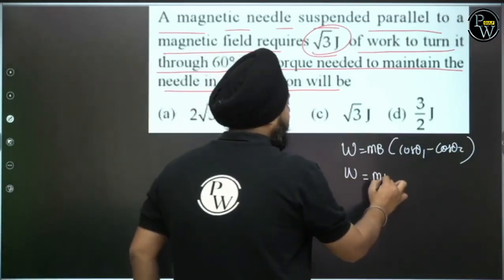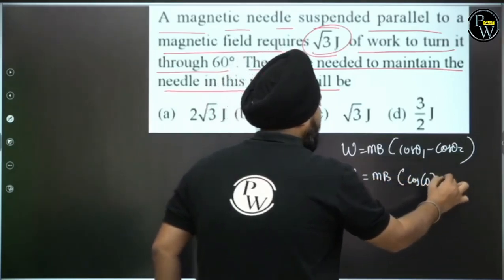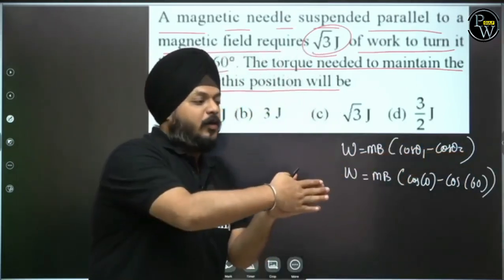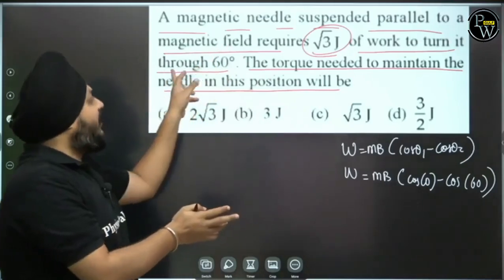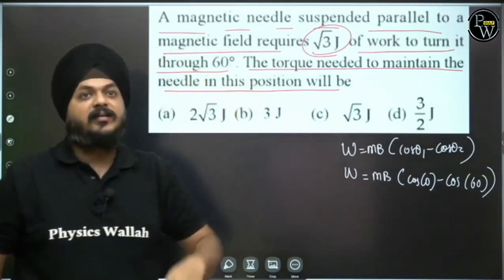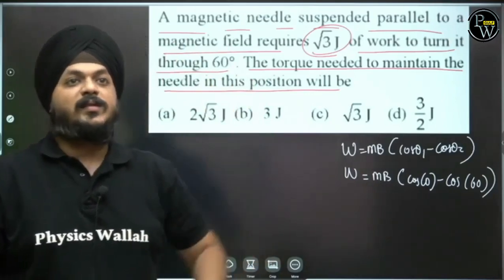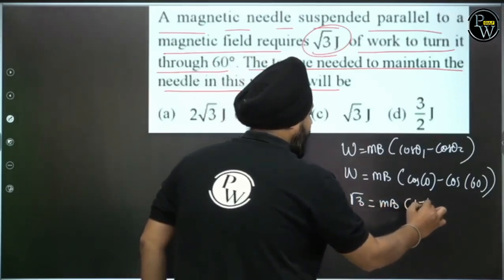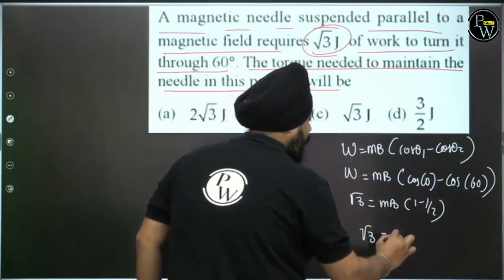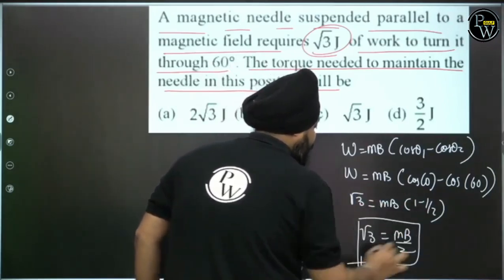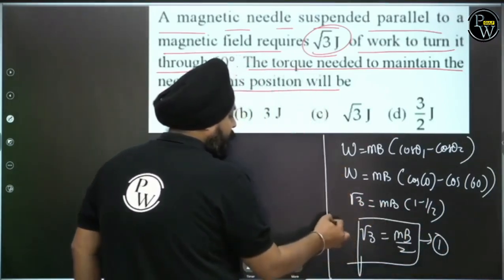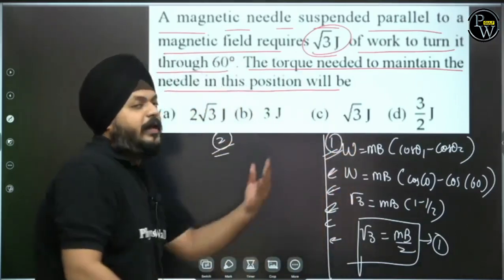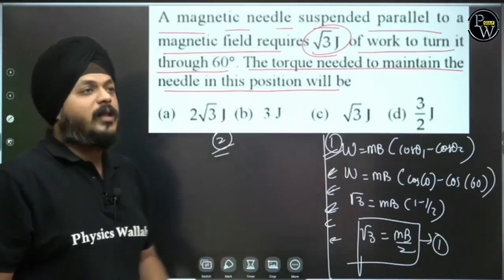So this is MB (cos of 0 degree minus cos of 60 degree). Theta 1 was 0, theta 2 is 60. That's why the rotation happened from 0 to 60, and for that reason they have written turned by 60, meaning 0 to 60. So √3 is equal to MB times (1 minus half). So √3 is equal to MB by 2. Can I consider this as equation number 1? Now things are going to be quite easy. This is the first part of the solution. Now we are moving forward to the second part, to the left side.